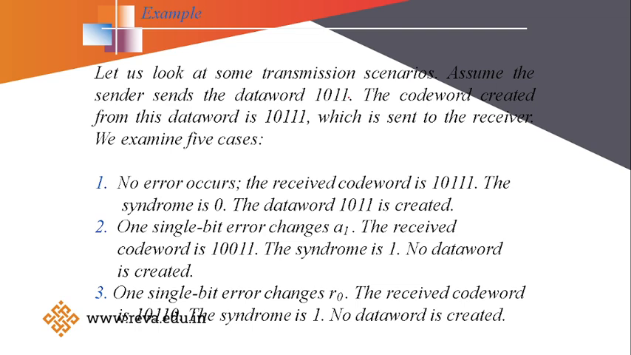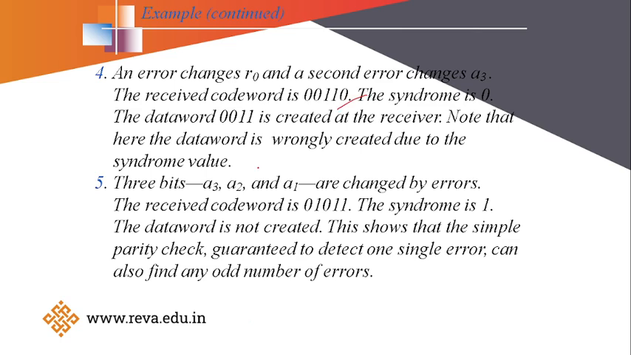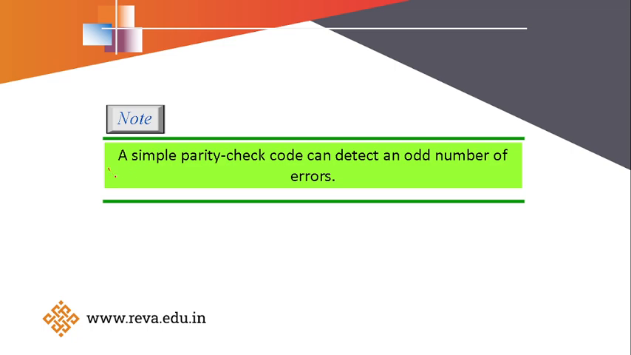Okay. So that is the same scenario explained here. The data word sent is 1001 and the code word received is 10011. If the same code word is received, then there is no error. If one bit is changed, then it can detect the error. If 2 bits are changed, then it won't detect the error. If 3 bits are changed, then it can detect the error. So the final conclusion is a simple parity check code can detect only an odd number of errors. Okay. This is how a simple parity check code works.